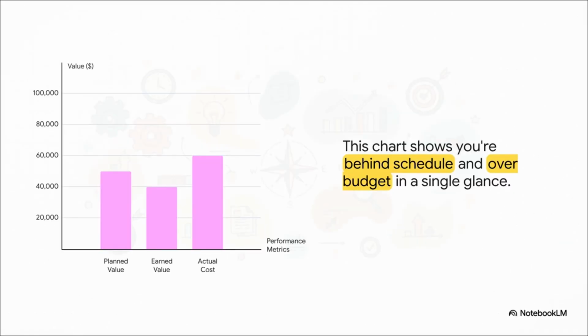And this chart tells that exact story in a single glance. Look at that first bar. That's your planned value. That's where you should be. The second bar, your earned value, is lower. That's proof you're behind on the actual work. And then you see that third bar, the actual cost, it's the highest of them all. That tells you you've spent way more than you planned and more than the completed work is even worth. In one simple chart, you see the whole problem. You're behind schedule and over budget.